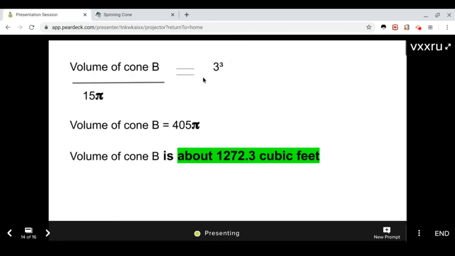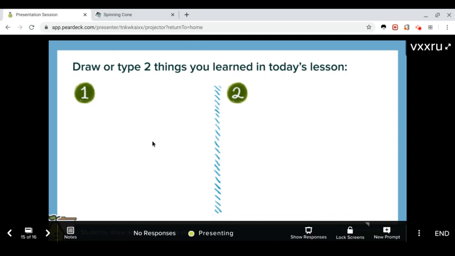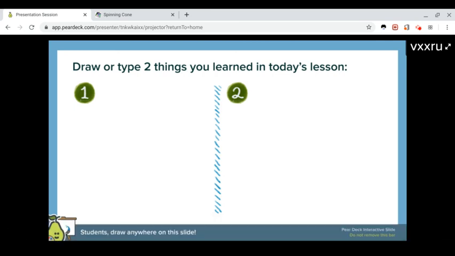So then I'm going to just go ahead and solve for the volume of cone B, and I end up with 405 pi. When I go ahead and plug the pi in there, I get 1272.3 cubic feet. Okay, and so now we are pretty much almost done here. And then I would give you just a little bit of time to go ahead and really reflect upon the things that we've learned today. Draw or type 2 things that you learned today. So I'll give you a couple minutes to go ahead and do that one.